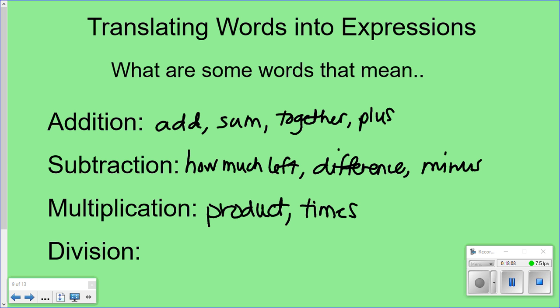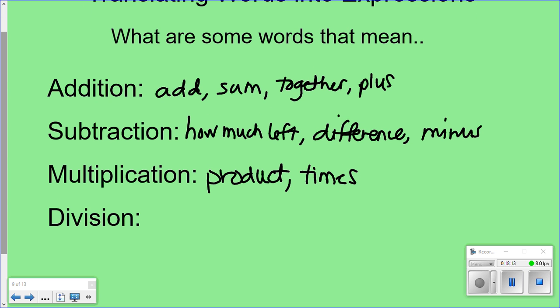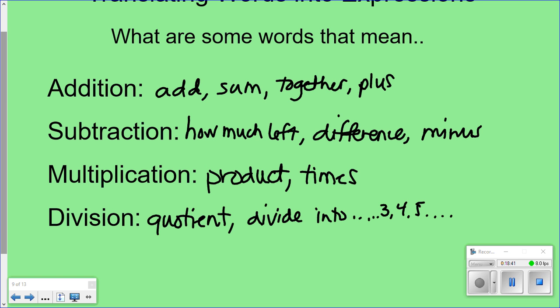Nice work. There's more words that mean addition, subtraction, multiplication, division. And then we got one for division. This is the hardest one. Yeah, you're right. Quotient. Another thing that would mean division, if you would see it like cut in half, divide by 2. Like if it says cut in half or divide into thirds or divide into fourths, just dividing into something, that also means division. Divide into 3s, 4s, 5s, whatever. Do you guys understand what I mean by that?